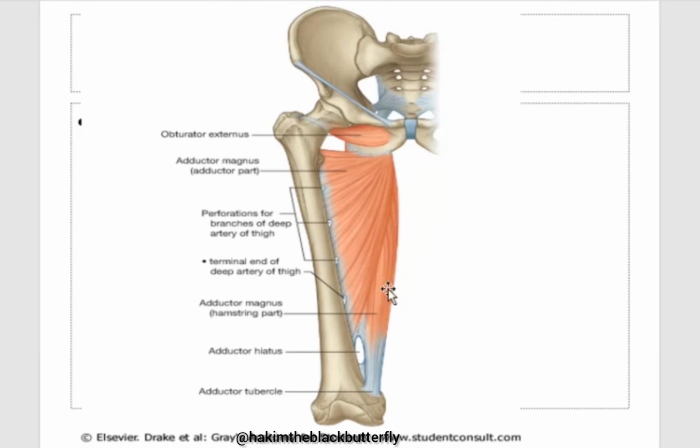Now, this part of adductor magnus originates from the ischial tuberosity and inserts on the medial condyle of the femur. So this part, which originates from the ischial tuberosity and inserts on the medial condyle of the femur, is the one supplied by the tibial portion of the sciatic nerve, and it is part of the hamstrings because it participates in the extension of the hip joint and is supplied by the tibial portion like the hamstrings.